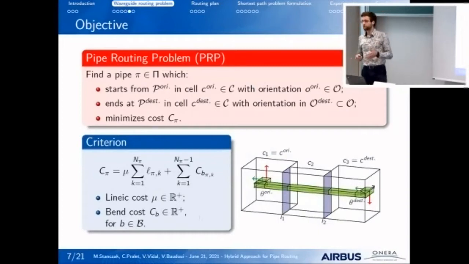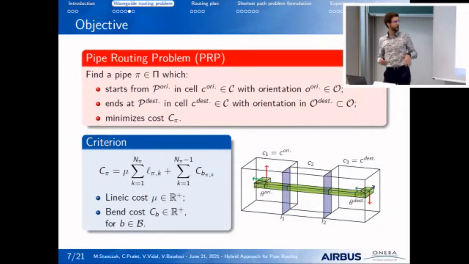This way, the pipe routing problem consists in finding a pipe which starts from the origin configuration and which ends at the destination configuration. But we want to minimize the total cost of the pipe, which is defined by the sum of a first contribution, which depends linearly on the length of the pipe, plus a second contribution, which depends on the unit cost of each used bend.